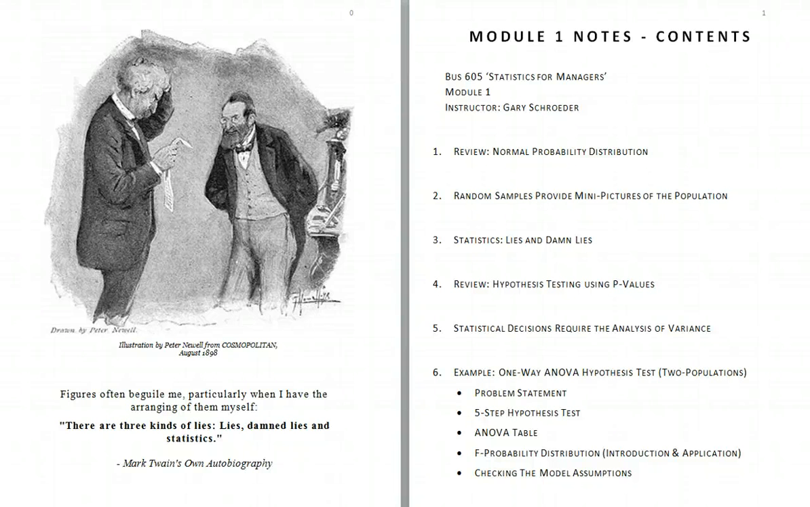Welcome to Module 1. The primary source for each week's material is the week's module notes. The first 5 content areas in the Module 1 notes are review, normal distributions, random samples, a section that discusses pitfalls that can occur when using statistics, a section on hypothesis testing, and a section illustrating why statistical decision-making requires the analysis of variability in samples.